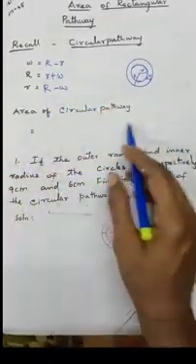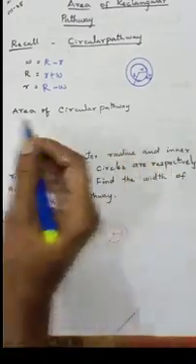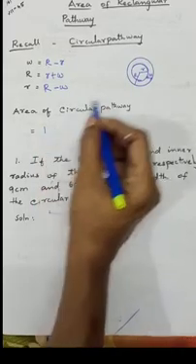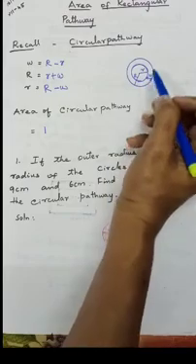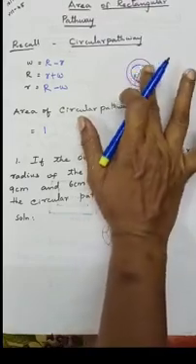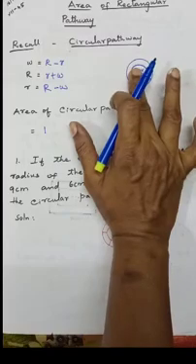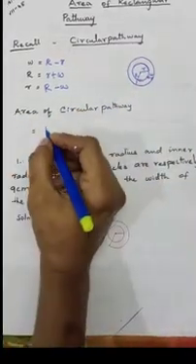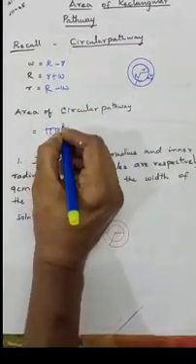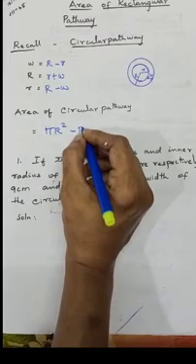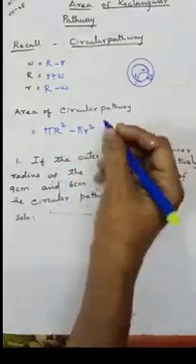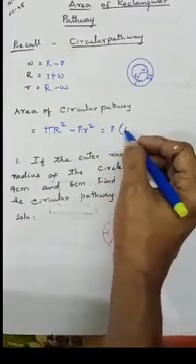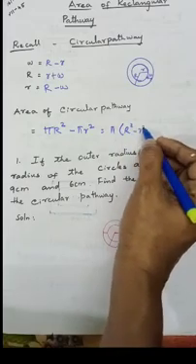Now, area of the circular pathway. We have to subtract the smaller circle from the bigger circle. We find the whole area minus the smaller area. So pi capital R square minus pi small r square. This is the area of the circular pathway. We can write this as pi into capital R square minus small r square.